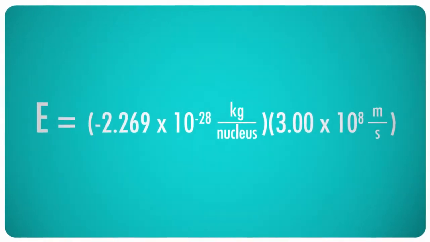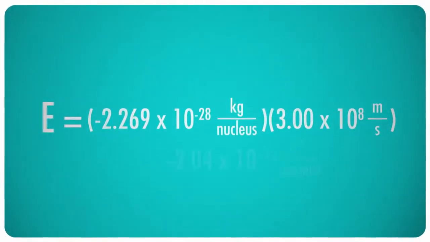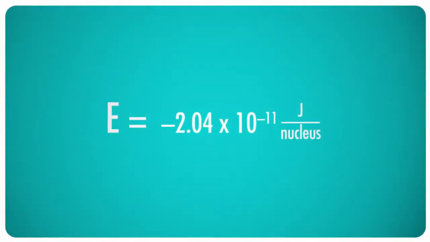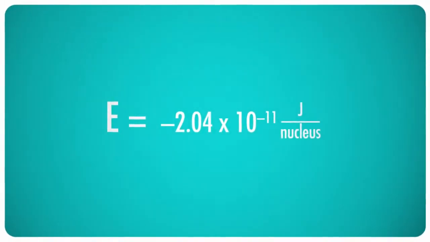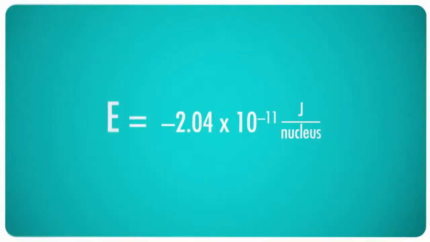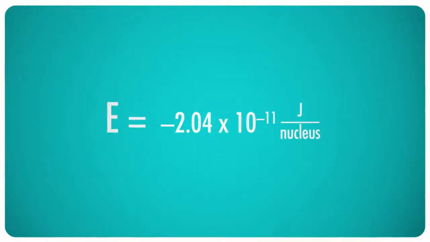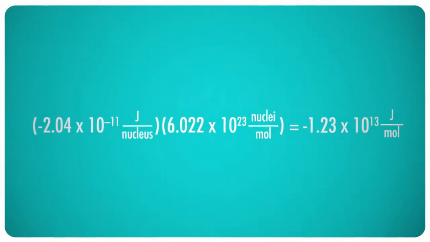Solve for E, and you find that the binding energy in that oxygen nucleus is 2.04 times 10 to the negative 11th joules, with the negative sign indicating that the energy is being released. Now, of course, 2.04 times 10 to the negative 11th is a very small number. That might surprise you, but hold the phone. That is just for one single nucleus. If we multiply that by Avogadro's number to find the energy change for a whole mole of oxygen nuclei, a mere 16 grams of oxygen, we get an amazing 1.23 times 10 to the 13th joules of energy.